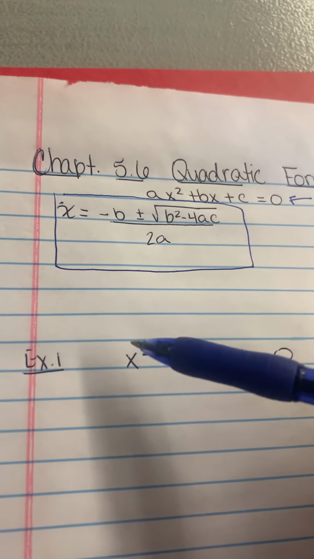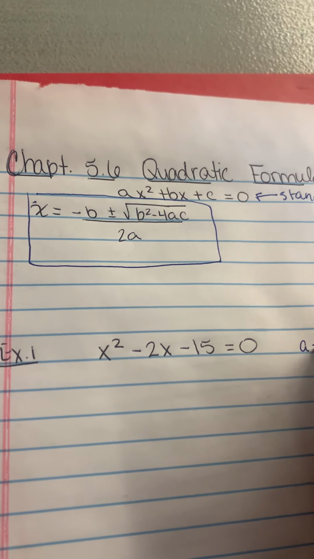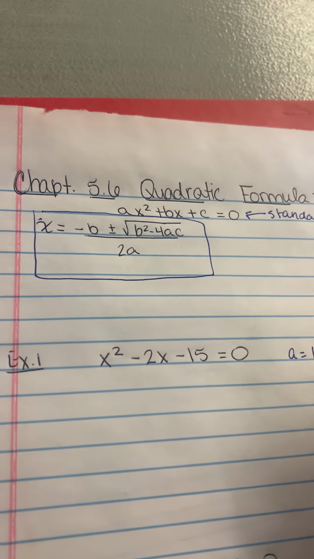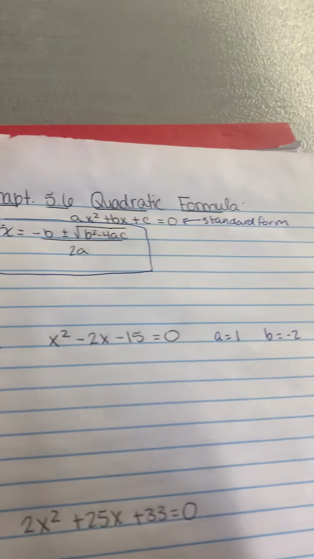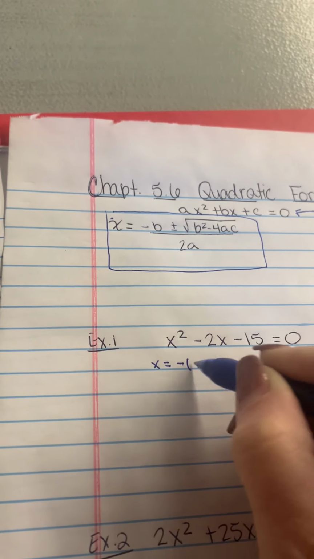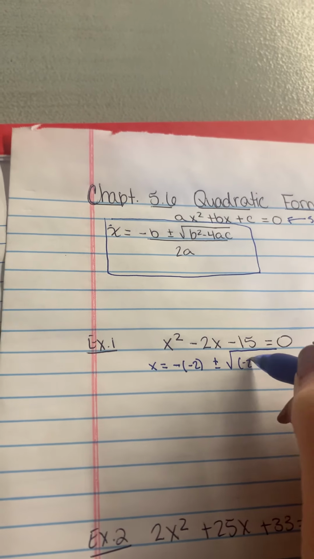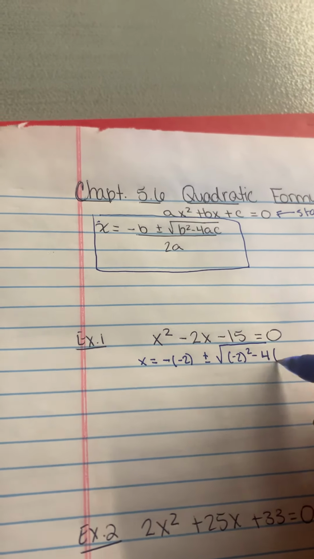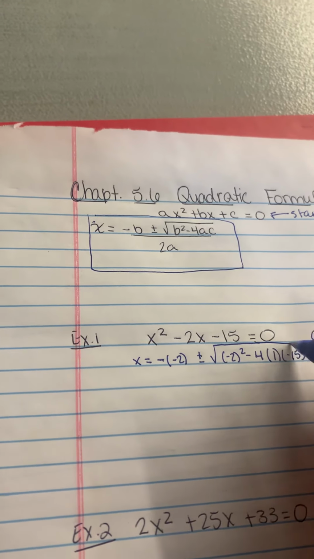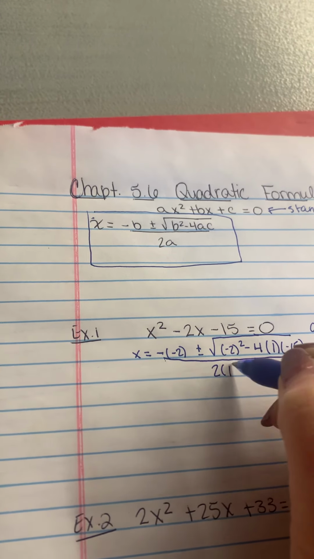So for this first example, you have x squared minus 2x minus 15 equals 0. So a is going to be 1, b is going to be negative 2, and c is going to be negative 15. Okay, so you just plug it into your formula. x equals negative negative 2 plus or minus the square root of negative 2 squared minus 4 times 1 times negative 15, all of that over 2 times 1.